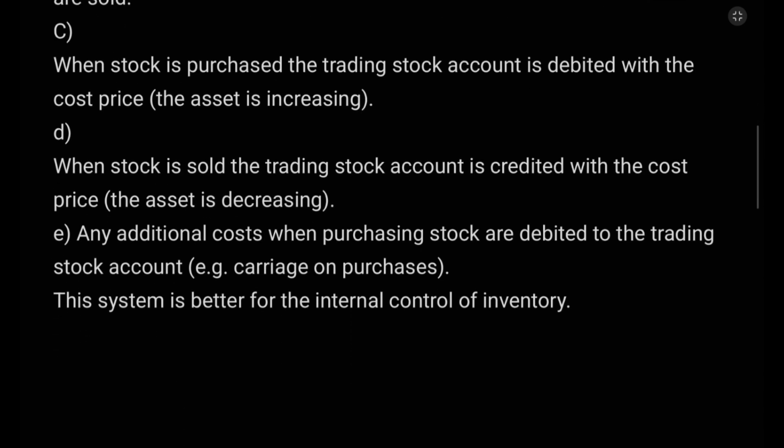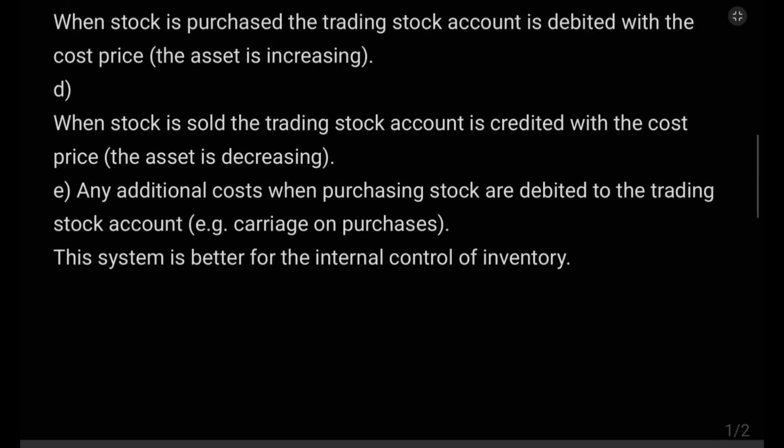When stock is purchased, the trading stock is debited with the cost price, and asset is increasing. When stock is sold, the trading stock account is credited with the cost price, the asset is decreasing. And lastly, any additional costs on purchasing stock is debited to the trading stock account, for example, carriage on purchases. This system is better for internal control of inventory. So you guys probably don't even understand what most of that information means, but that's okay. I'm here to teach you guys.